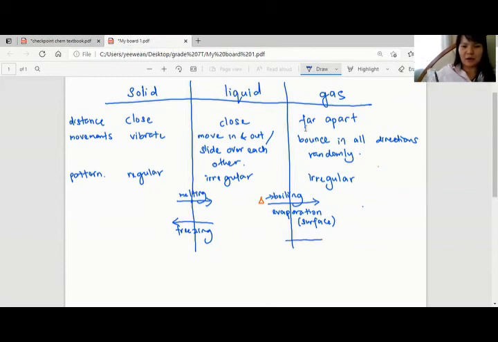Okay, the other way around, that's condensation. And some substances like carbon dioxide, dry ice, they skip liquid, so they can go directly from solid to gas or gas to solid, and that we call sublimation.